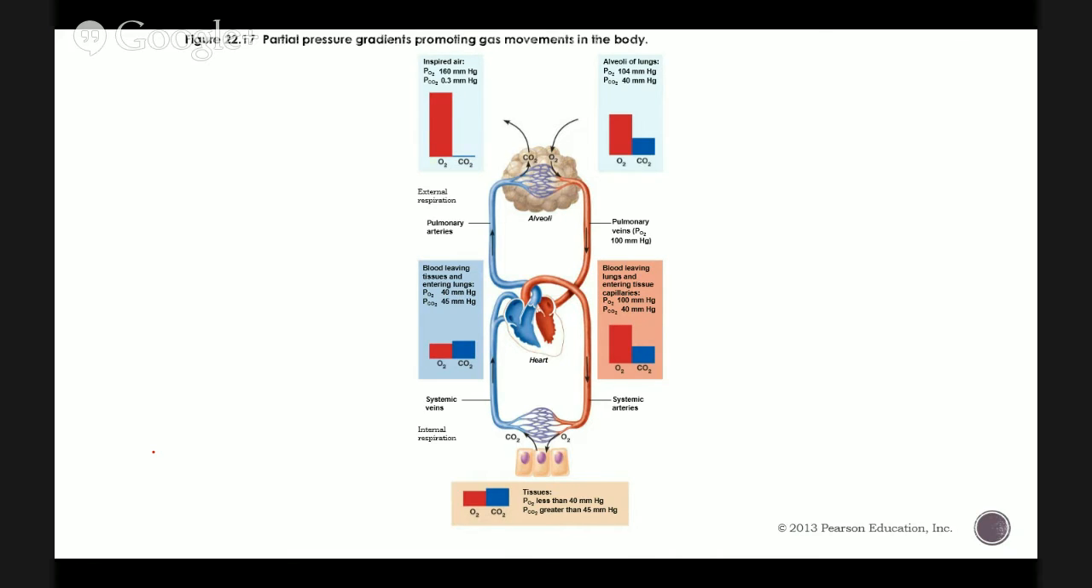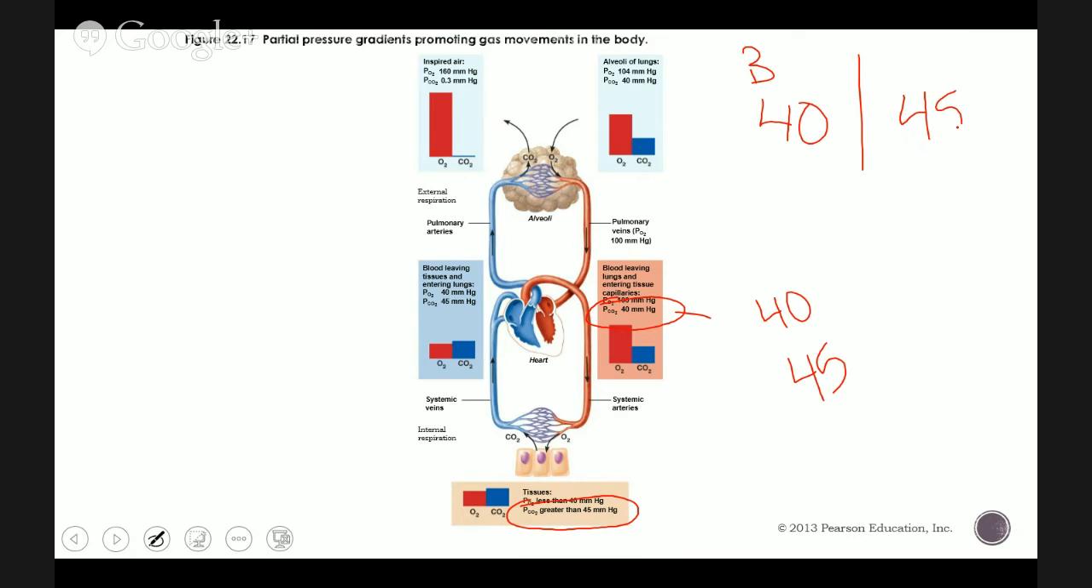Okay? So what's the partial pressure of carbon dioxide here in the blood? 40. What's the partial pressure of carbon dioxide in the tissues? Greater than 45. Okay, we'll say 45. 40 in the blood, 45 in the tissues. So what's it going to do? High to low until it equalizes. We're always getting 45. We get an endless supply of 45, so this moves up to 45.